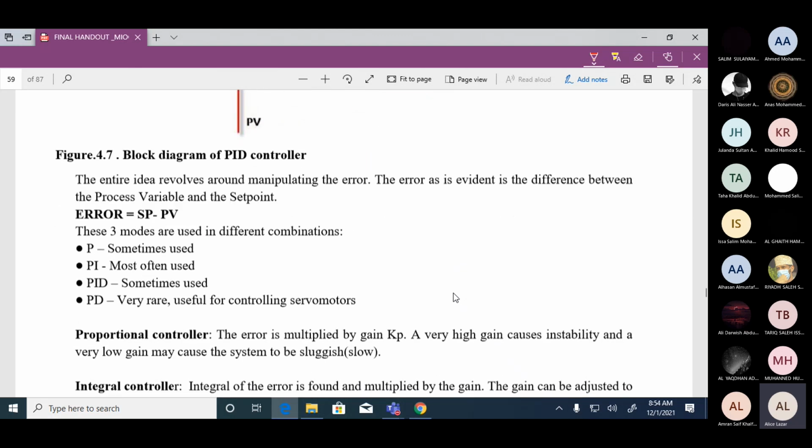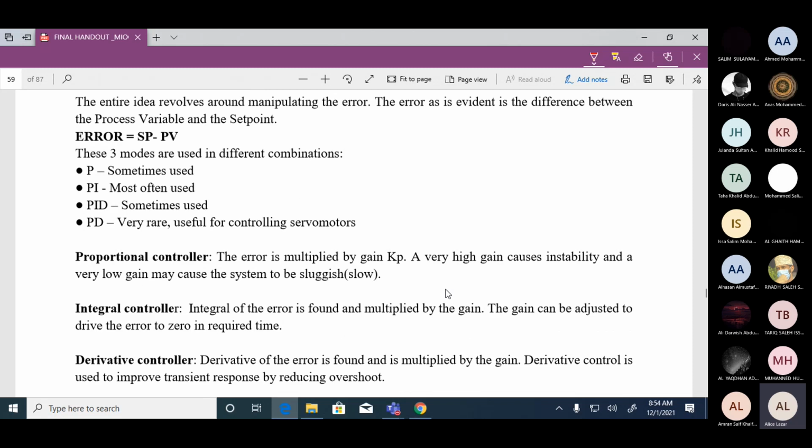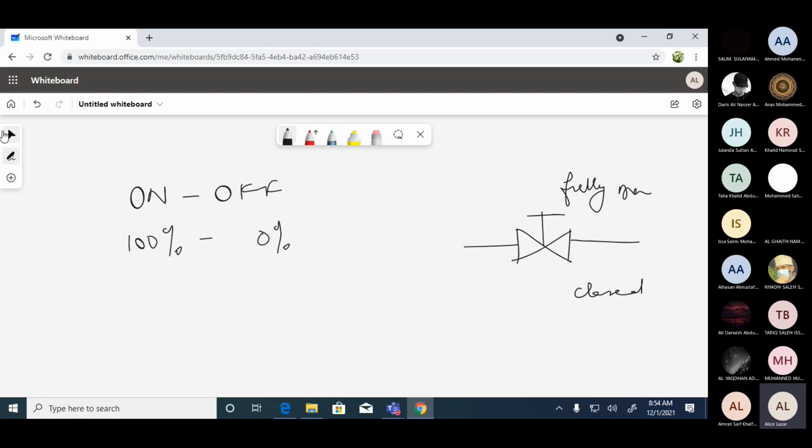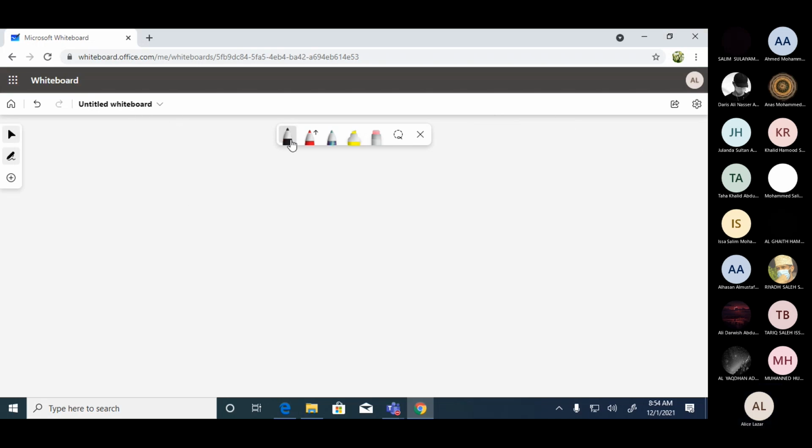So this starts with the error, of course, and you know what the error is. It is set point minus the process variable. Out of these, the first one is called the proportional controller. Now let me also explain to you the mathematics of these. You know what proportional means.